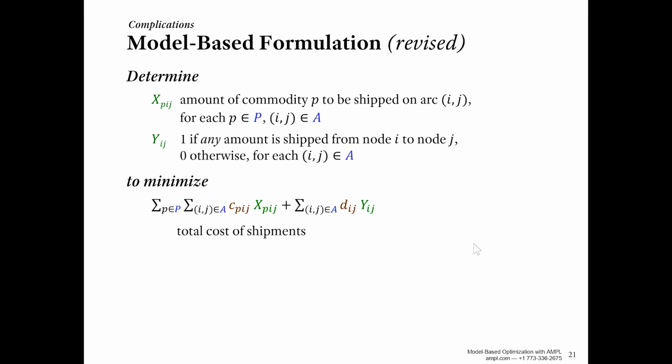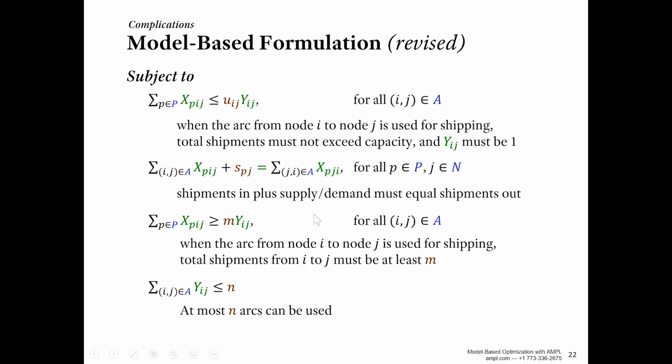So what's my revised model formulation? You see I've added these extra variables. These say that y is 1 if any amount is shipped and 0 otherwise. And those are going to be used to add in the fixed costs here. Then in my formulation, these constraints are almost the same as before, except for this y here, and I've added two more constraints that say that you must ship at least m if you ship anything, and that at most n arcs can be used.